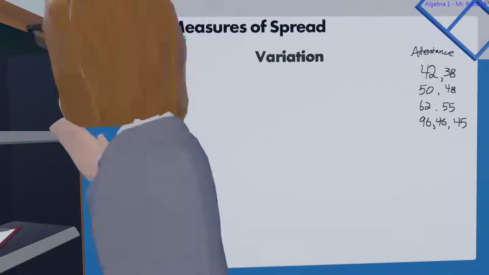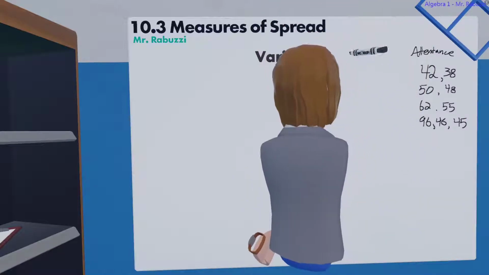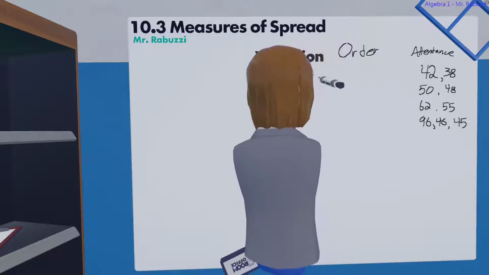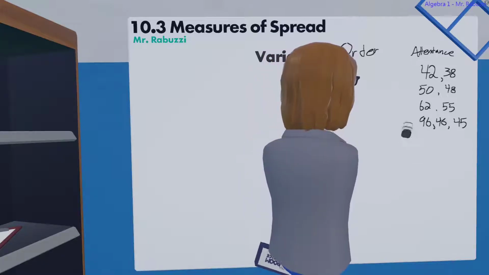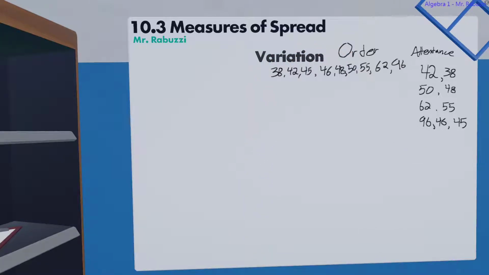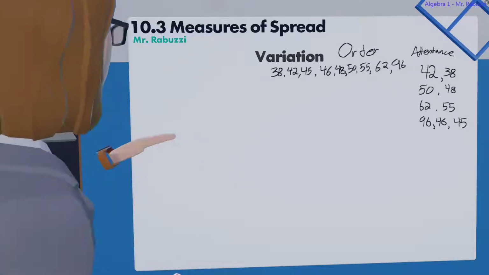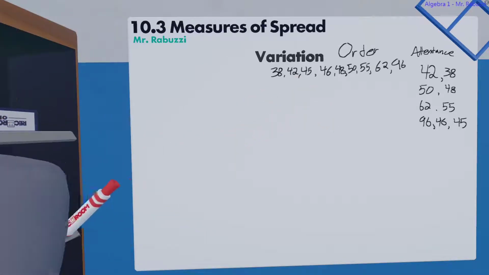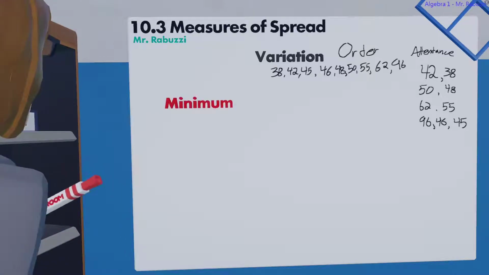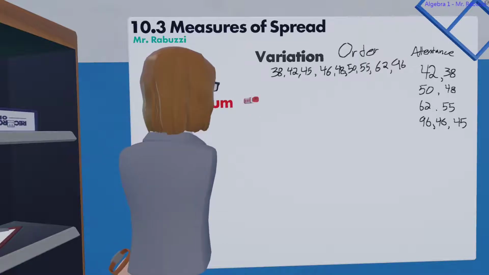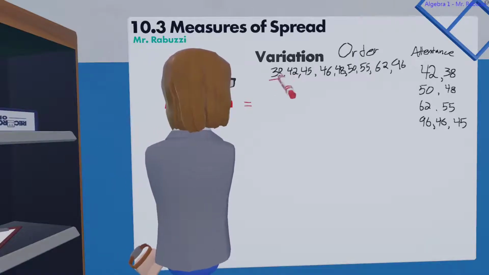The first thing we want to do, almost all the time when we have data, is put it in order. So we start with 38. And I'll skip ahead to when I have it all in order. Okay, there we go. So I put all of my data in order. All the values are in order from smallest to largest. Then I need to start with my measures of spread. Some important things to start with are the minimum. So what is my minimum? That is the smallest number. So the smallest number is 38.